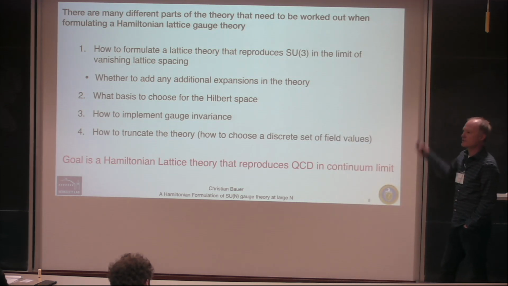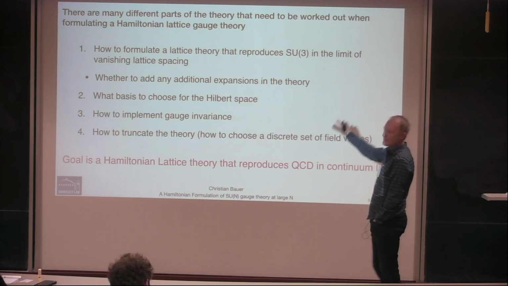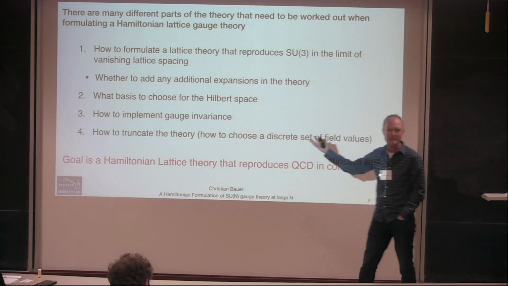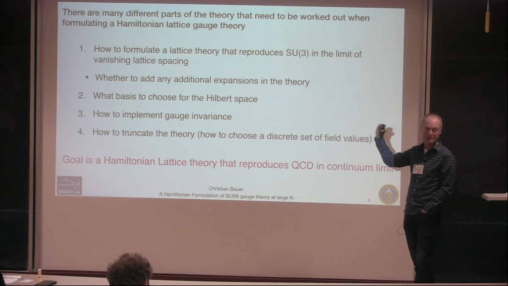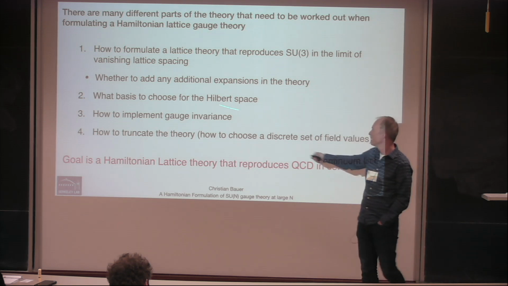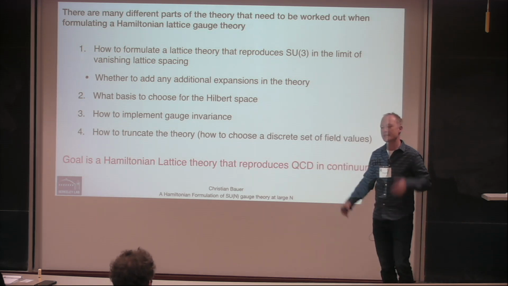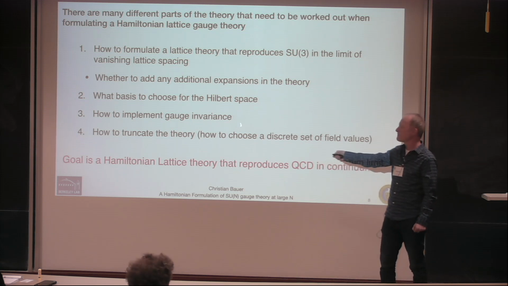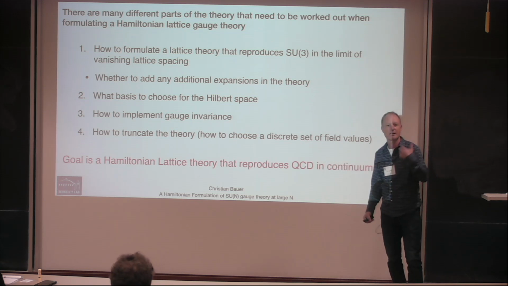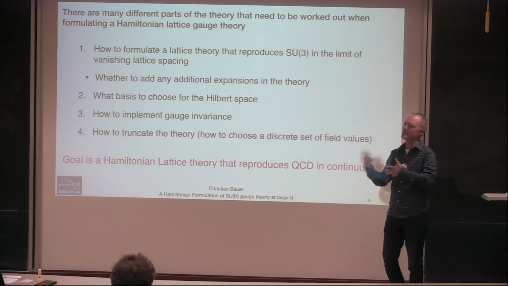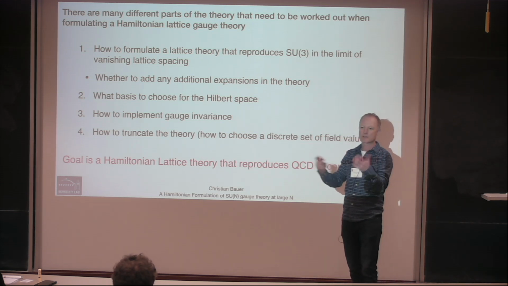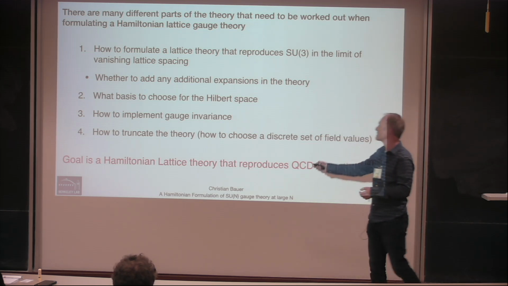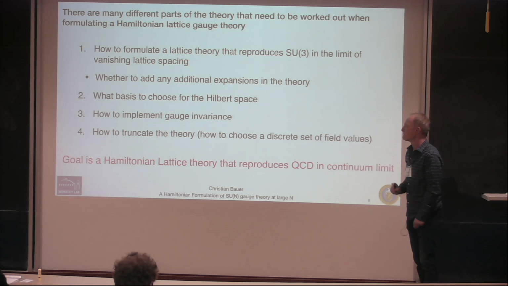What is the basis you choose for your Hilbert space? Obviously, a calculation is basis independent, but it can have dramatic consequences on how efficient the calculation is. How to implement gauge invariance? We heard several discussions on that already over the workshop. One typically works in a Hamiltonian formulation, A0 equals 0 gauge, but that is not a full gauge fixing. So there is Gauss's law that has to be imposed. And how we do that, there are various different ways.